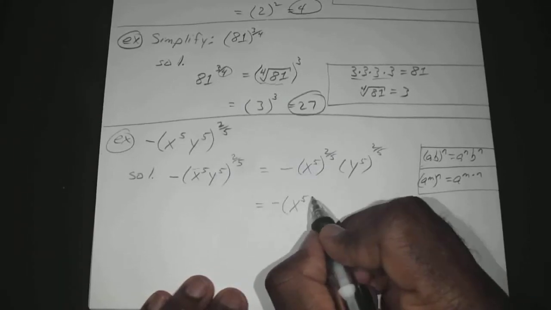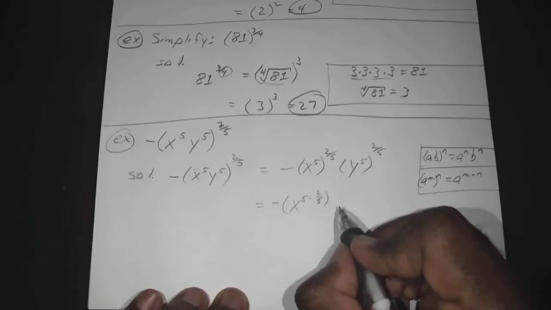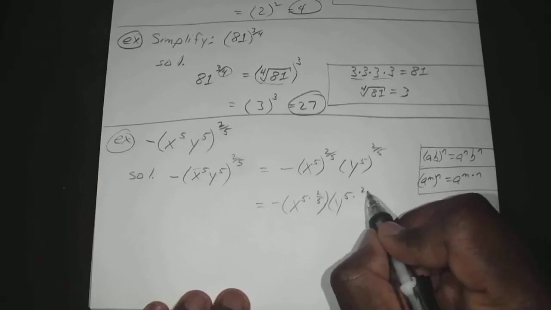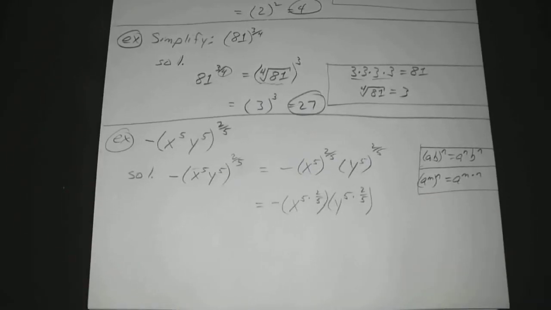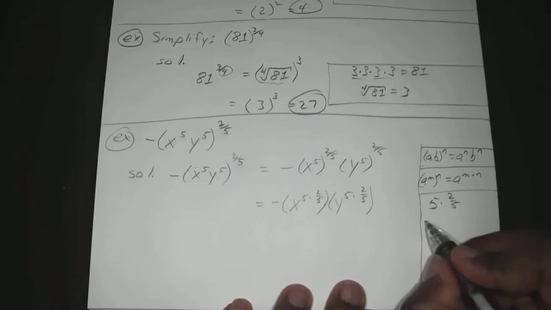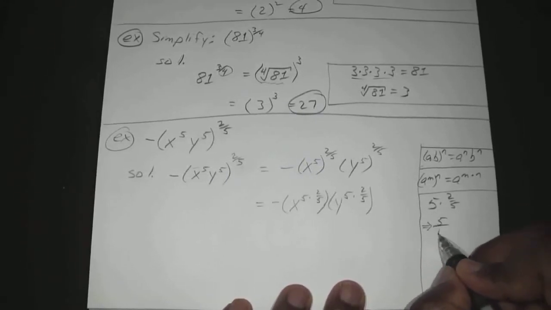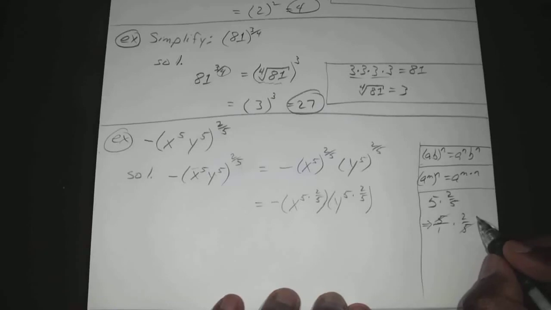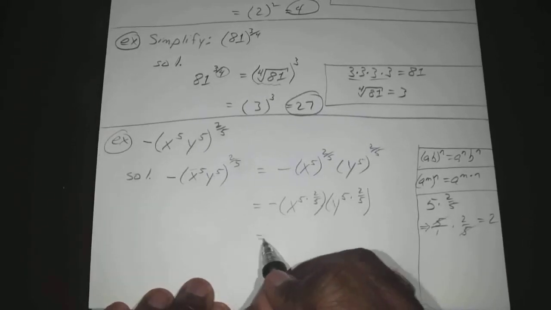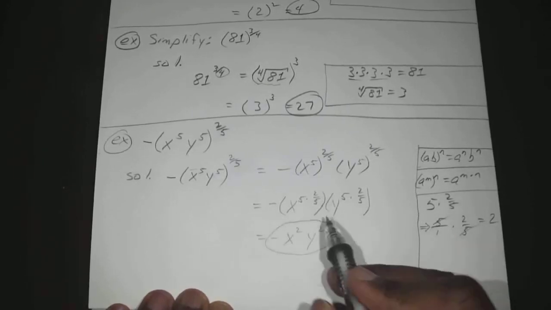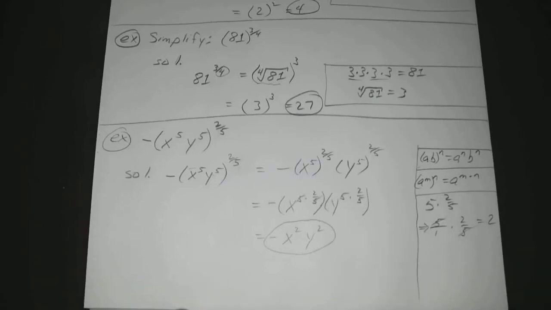So you have x to the 5th times 2/5, times y to the 5th times 2/5. We know that 5 times 2/5 is just like saying 5/1 times 2/5, where those two can cancel out. So you're left with just 2. So you have negative x squared y squared as your final answer, since those denominators cancel.